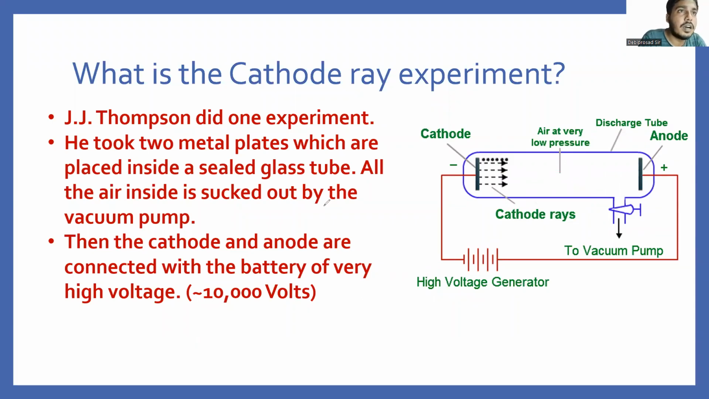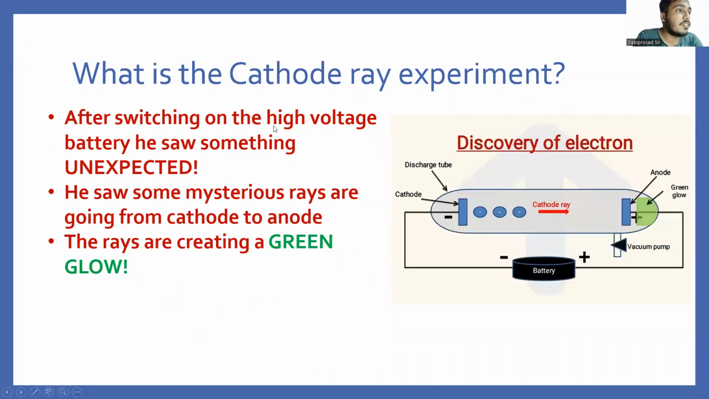Okay, so what happened? We will see on the next slide that after switching on the high voltage battery, he saw something very unexpected. What was that unexpected thing? He saw that some mysterious rays, let me just annotate that, some mysterious rays are coming from the cathode to the anode, and it was creating a green glow. Okay, that is very interesting. It was creating a green glow.